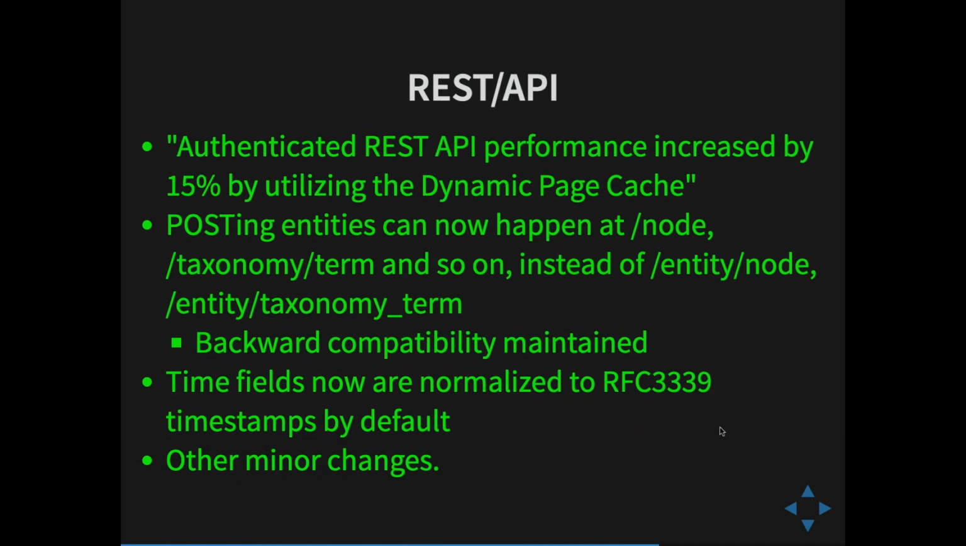Okay, REST API. Anybody using the REST API? All right, love it. Okay, they bumped up the performance by 15%. They made accessing node and taxonomies entities more direct. So now you can just hit slash node versus slash entity node. But they kept backwards compatibility, so don't worry about your app, your code's not going to break. They normalized all the time fields to RFC 3339, which honestly I'm not that familiar with. But at least now you can expect one type of time field, not whatever the coder decided to give you. And there's some other minor changes. You have to kind of go through the release notes and all the change notes, but these are the most important ones.